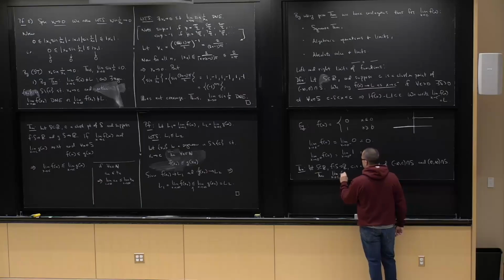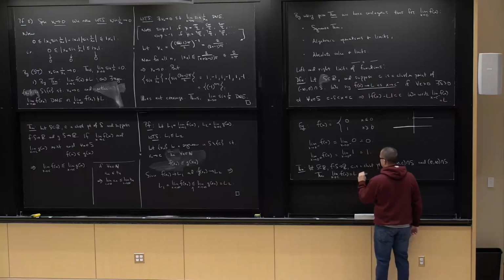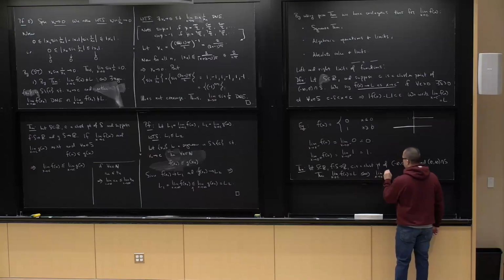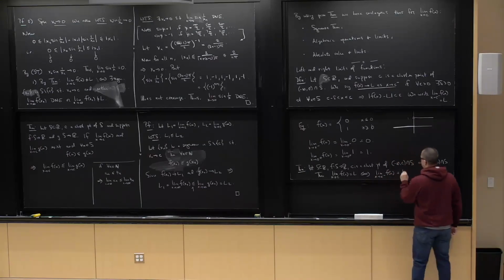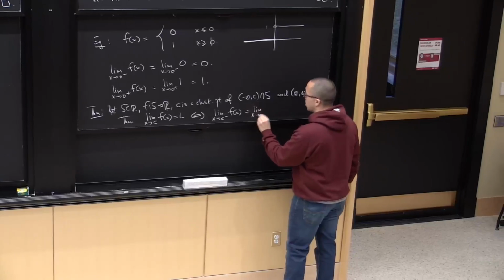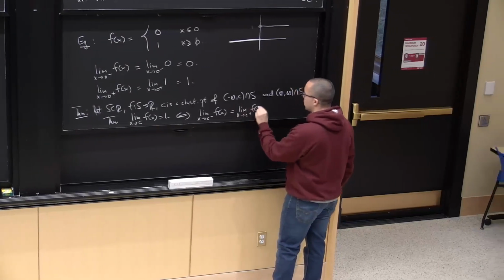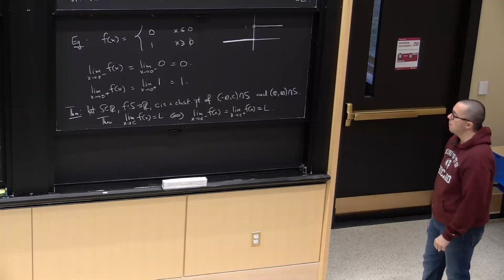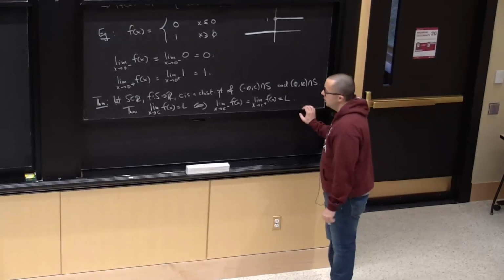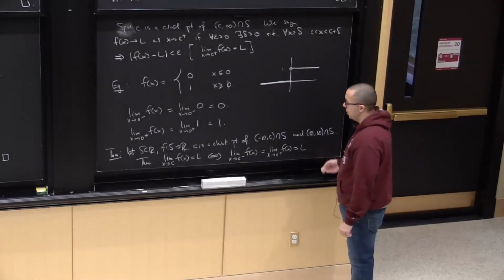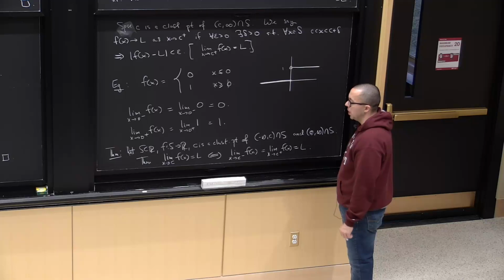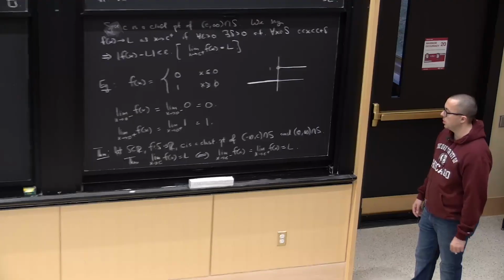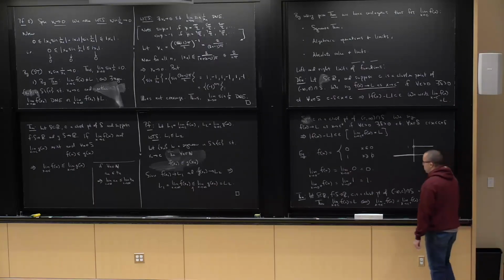Then the limit as x goes to c of f of x exists and equals L if and only if the limit as x goes to c from the left of f of x equals the limit as x goes to c from the right of f of x equals L. Okay? So this kind of looks like the theorem we proved about lim sup and lim inf, but they don't have any connection.